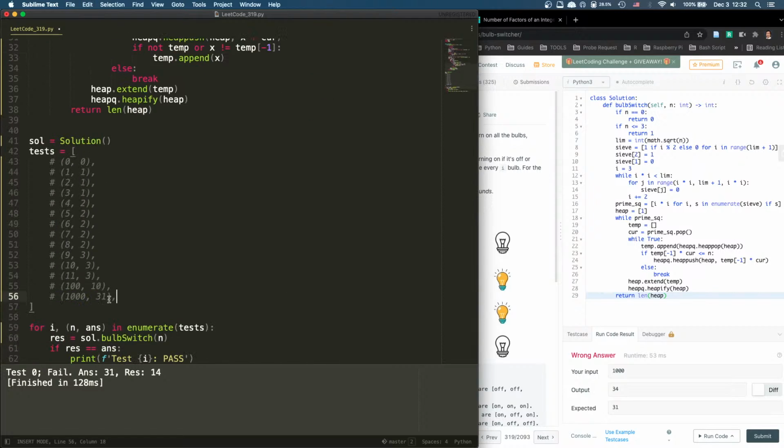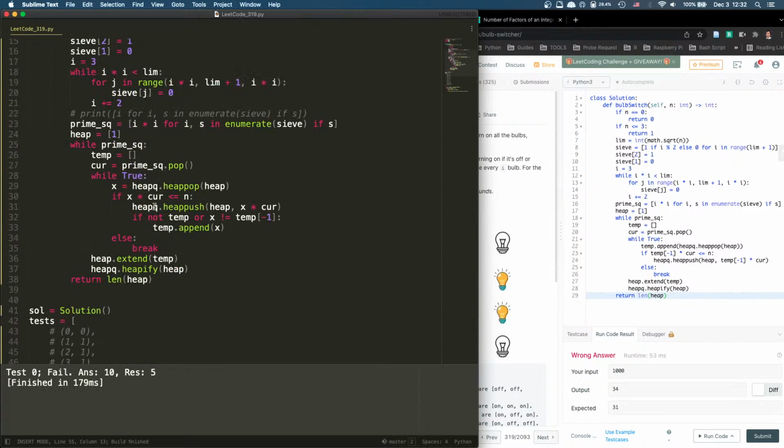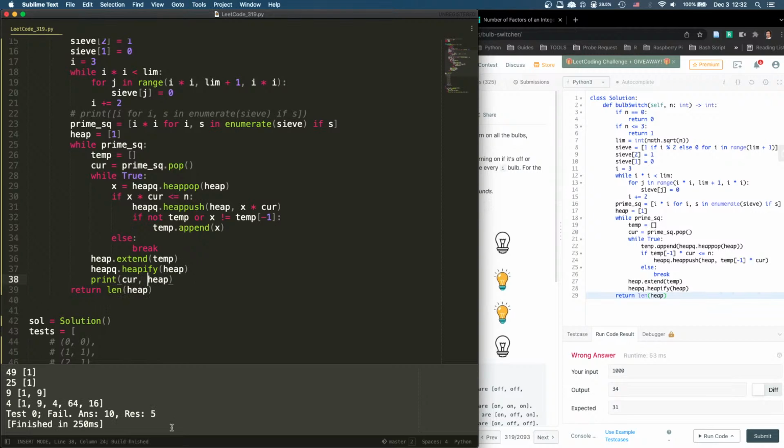Oh, the sag. What the heck? Let's do 10. That's 100. Alright, it's fine. Let's just see what heap is current. So current is 49. Heap is 1. Where's 49? Well, 49 is not pushed inside. Wait, this is weird.